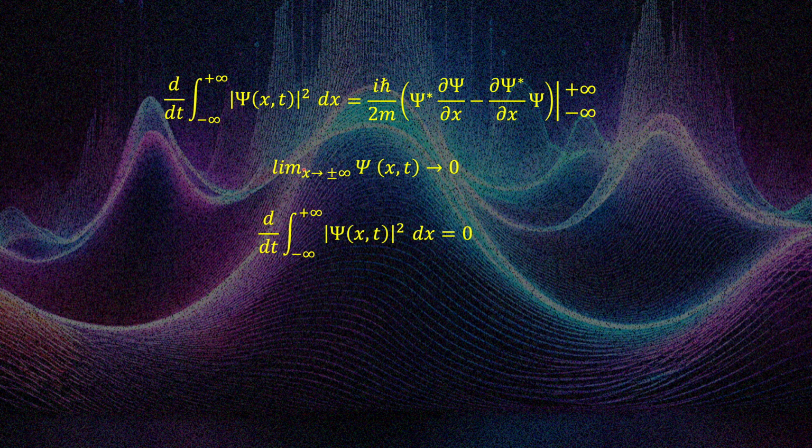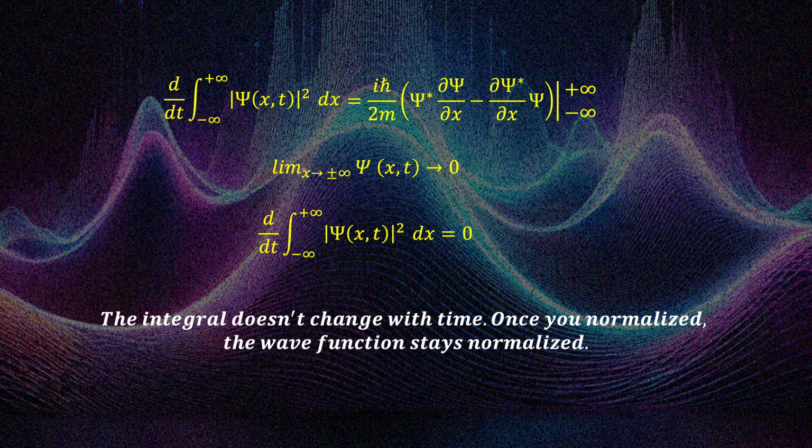Now you have checked that when you differentiate your normalization condition with respect to t, as time evolves, it does not change with time, and this tells you your wave function stays normalized. So this was the proof.